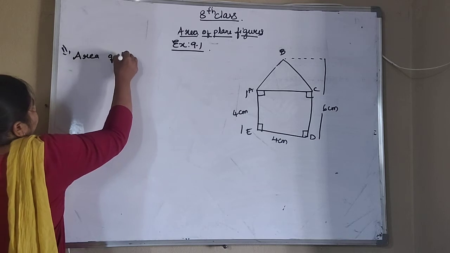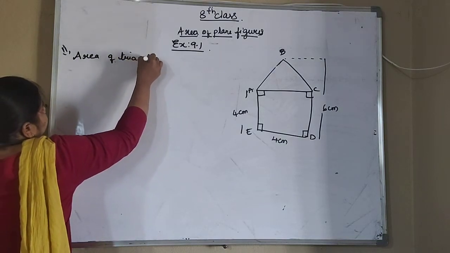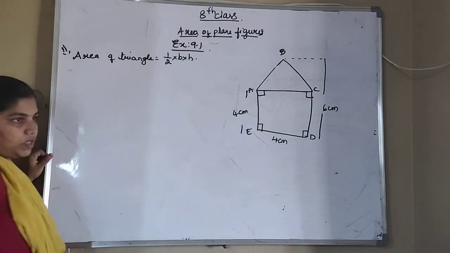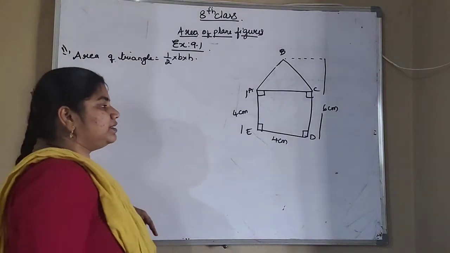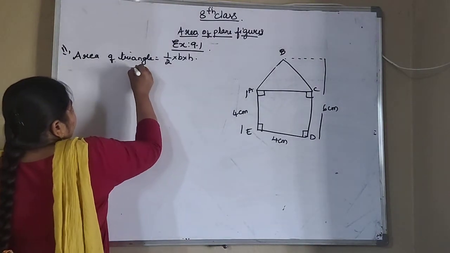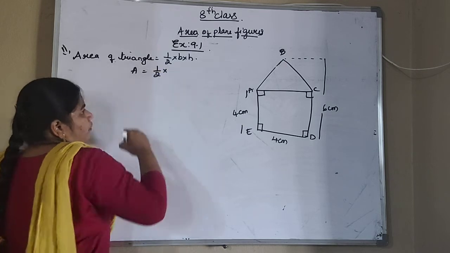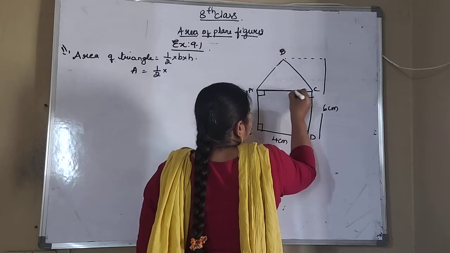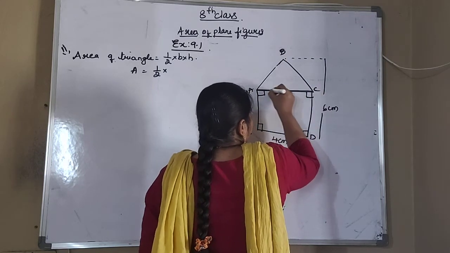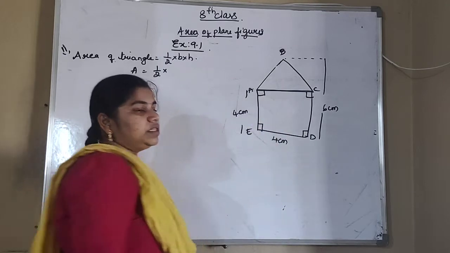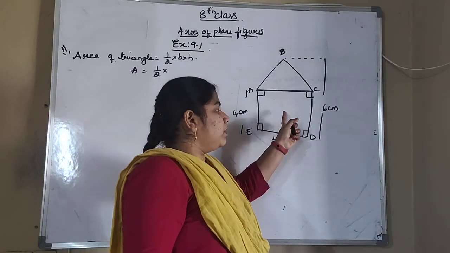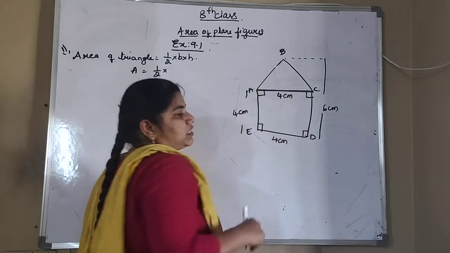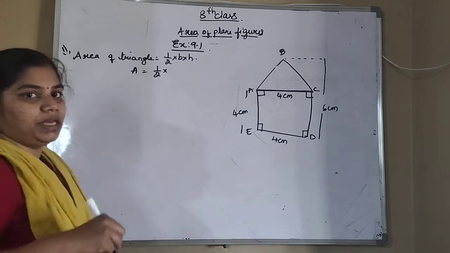So what is the area of a triangle formula? Half into base into height. So here area is equal to half, a constant value, and what is the base of this triangle? Base of the triangle is AC. This part is the base. Okay, and they didn't give any value here. That means the down part is in the form of a square, so all sides will be equal. So this will also be equal to 4 centimeters, because in a square all sides are equal.